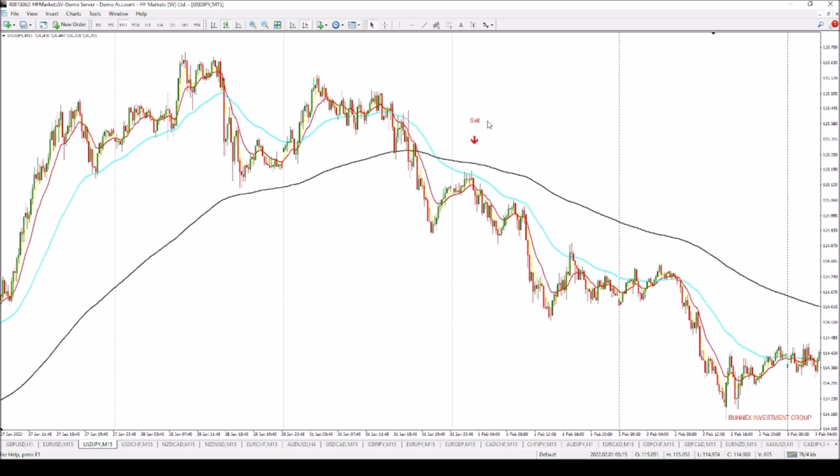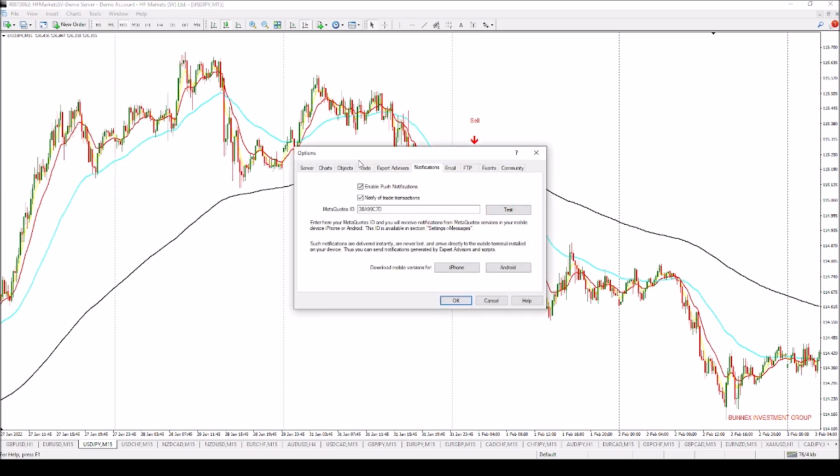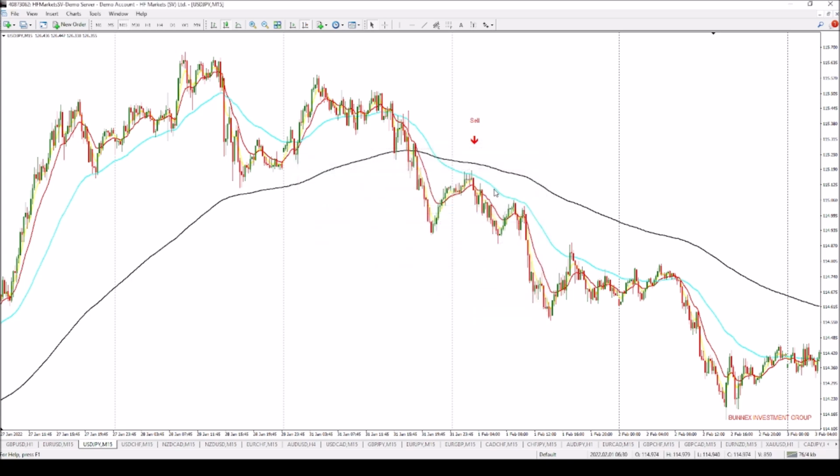Whenever it fires a signal like this on the markets, it sends a signal directly to your phone. You just need to link your phone and your PC MT4 via the notification. It works like this: you go to options and then notifications, and get this MetaQuotes ID from your phone. It's found under the messages tab. Insert the MetaQuotes ID here, so that whenever this indicator fires a signal like this, you receive the signal directly on your phone.